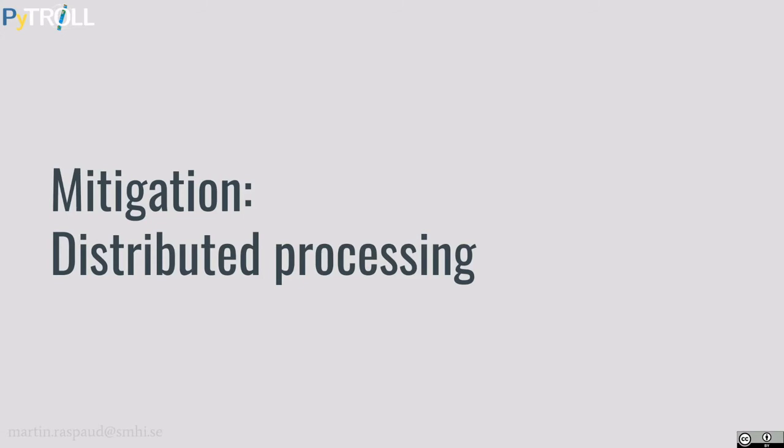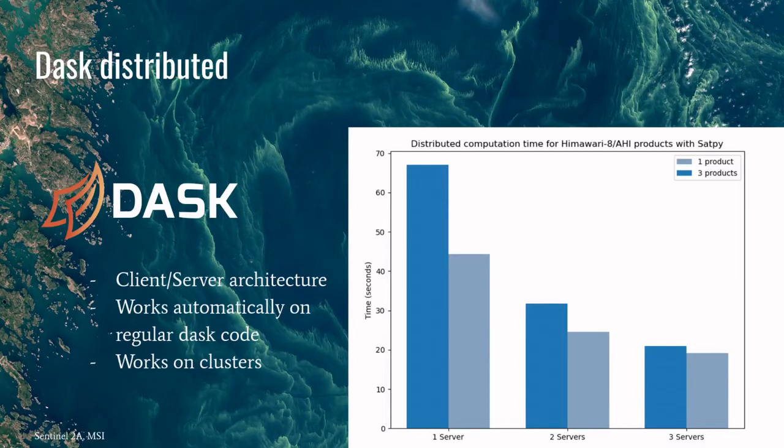The last mitigation I'm going to talk about is the distributed processing. Distributing the load over multiple servers in order to process large data is something that Dask has also built in. Dask provides a small library called distributed that you can use to create a client-server architecture that works automatically on regular Dask code. It works on local machines, on multiple machines, and it works also on clusters.